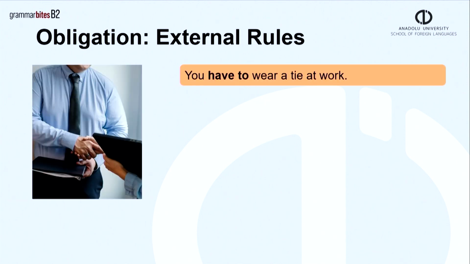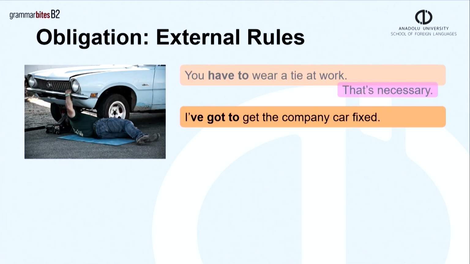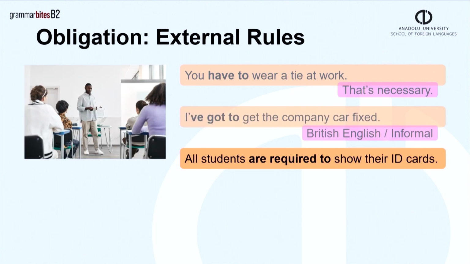You have to wear a tie at work. That's necessary. I've got to get the company car fixed. Have got to is used in British English only, and it is more informal than have to. All students are required to show their ID cards. That's the rule. Note that be required to is more formal than have to.